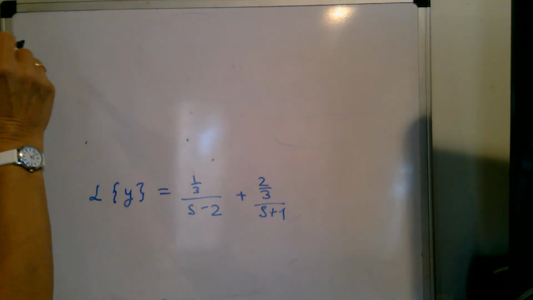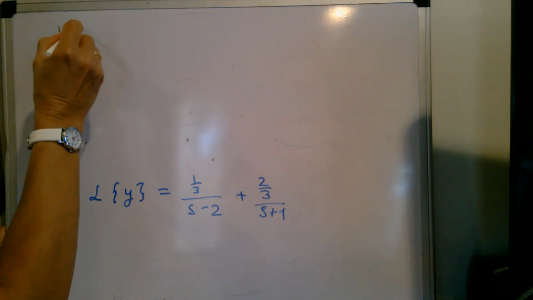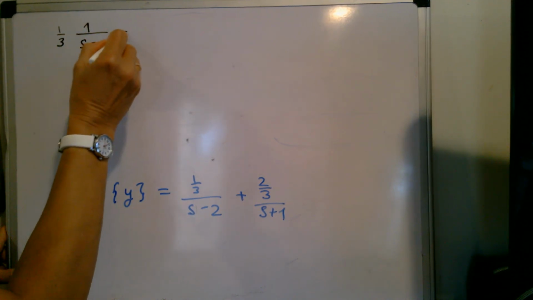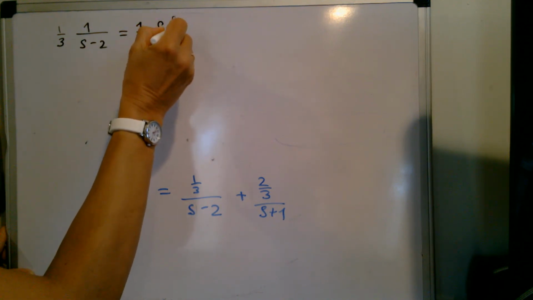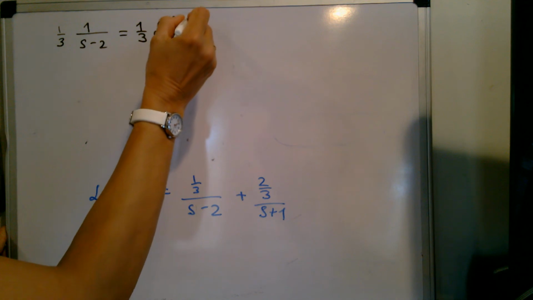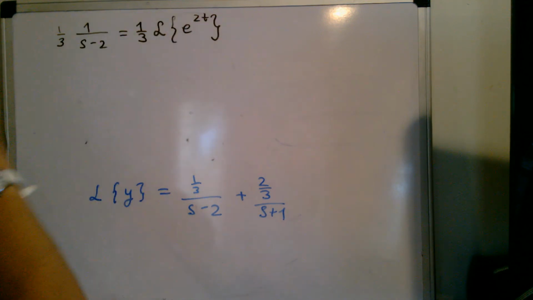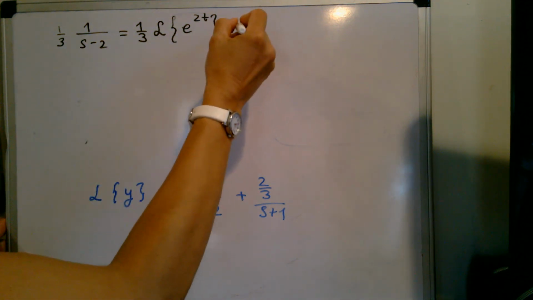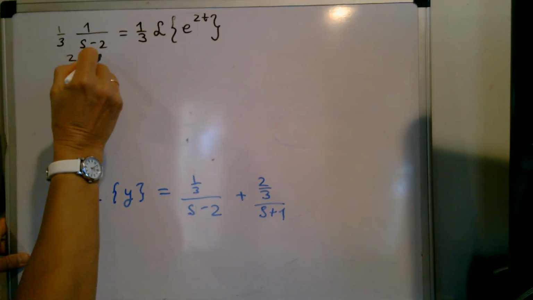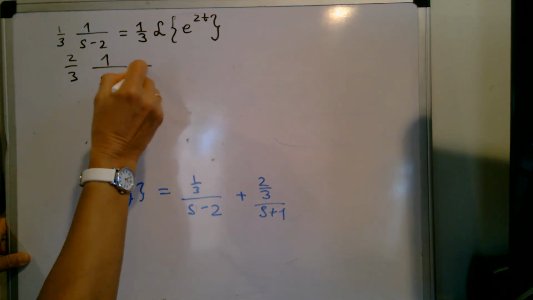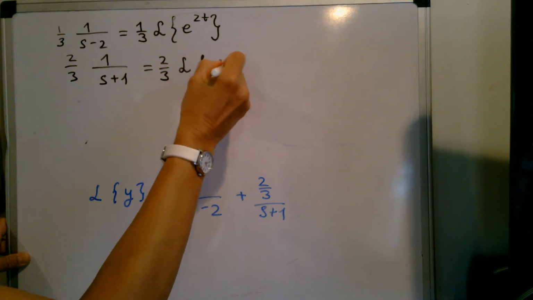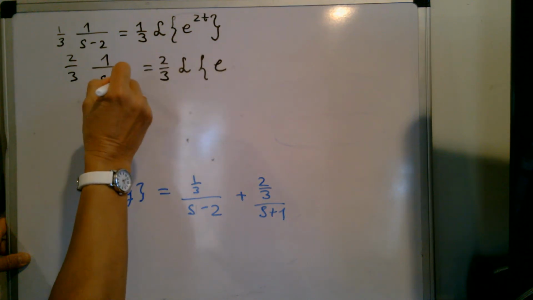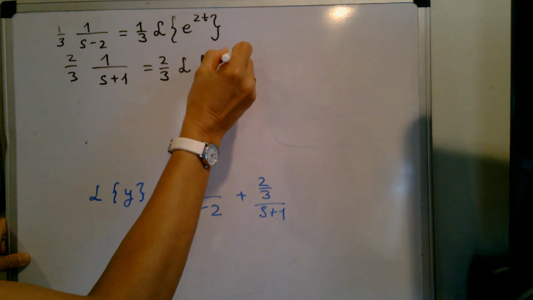So I'm going to write down that 1 over 3 times 1 over (s minus 2) is actually 1 over 3 times the Laplace transform of what? The Laplace transform of e to the power of 2t, right? Remember, s minus a. And the second one, 2 over 3 times 1 over (s plus 1), is 2 over 3 times the Laplace transform of what? That's also an exponential function. It's supposed to be s minus a, right? But so my a actually is negative 1, so e to the power of negative t.